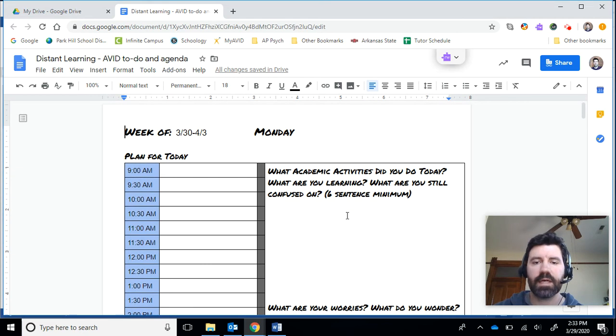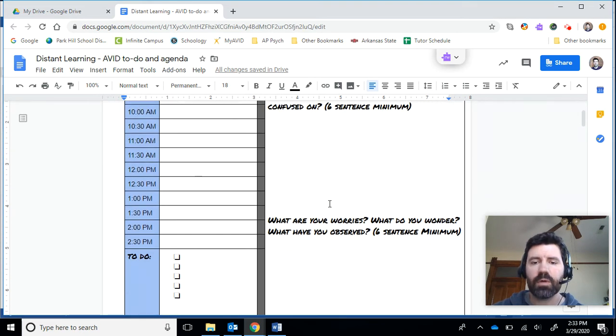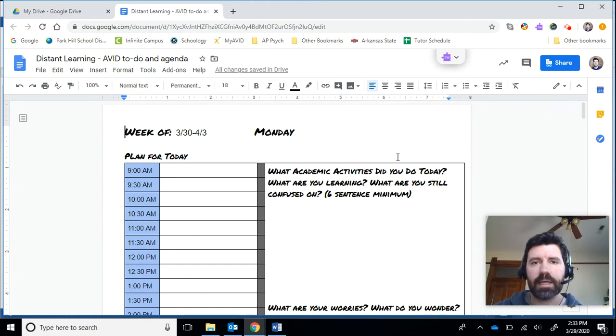On the right-hand side, there's two questions for you. The top one is more academic. This is your learning log. This is where I want you to be thinking critically about what you're doing in class. So, what activities did you do today? What types of things are you learning about, and what are you confused on? You can almost think of that as your POC. I have six sentences minimum. I don't want you to just cruise through this in 1 or 2 minutes. I want you to really reflect and think about what you're learning during that particular day.